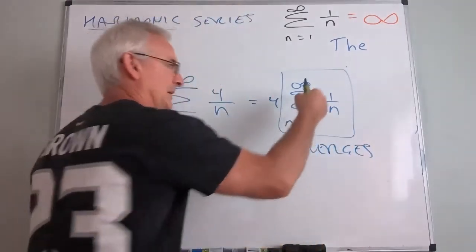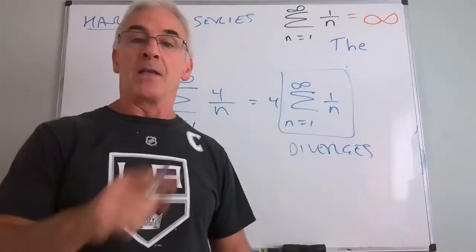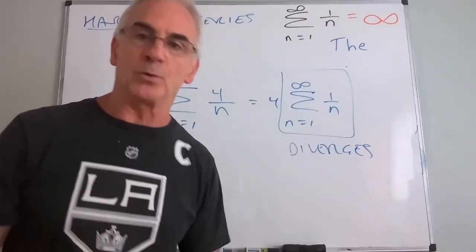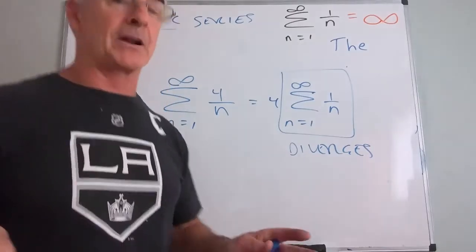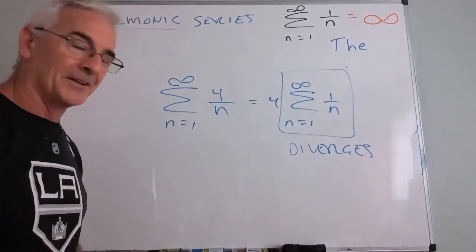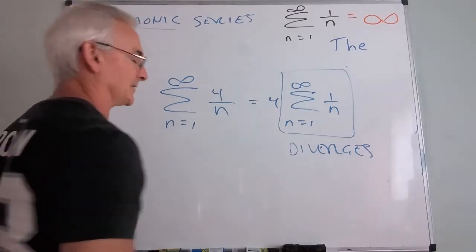But why does it diverge? Because that's a harmonic series. It's a divergent harmonic series. The 4 had nothing to do with convergence or divergence. It was there to distract you. Okay. And I like what you said. I factored out the 4. Oh, makes perfect sense, right?